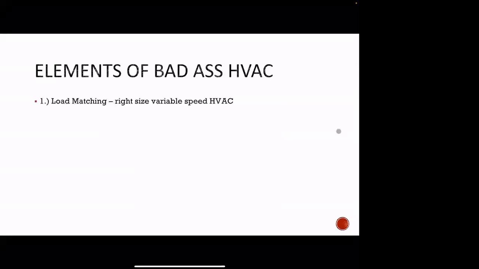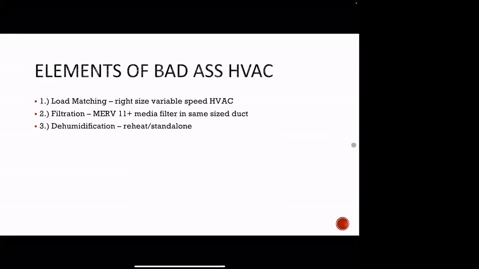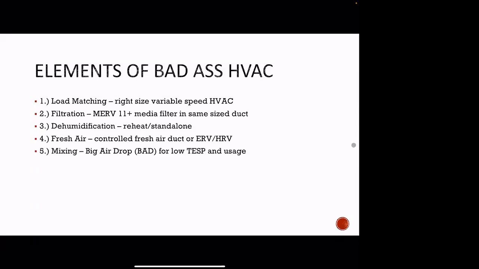So, elements of badass HVAC. Just a recap: load matching, right size, variable speed equipment. Once we understand the home, and we've got the blower door number, which is that most important number for the house, we can actually properly load match the system. We can have better filtration. We can go MERV 11 or greater with the same size duct on that return drop. Dehumidification, either reheat, standalone, or spot dehumidification. Fresh air, which is controlled fresh air, either through a duct or through an ERV or HRV. And mixing with that BAD for low TESP and usage. And humidification, controlled and based on outdoor temperatures.